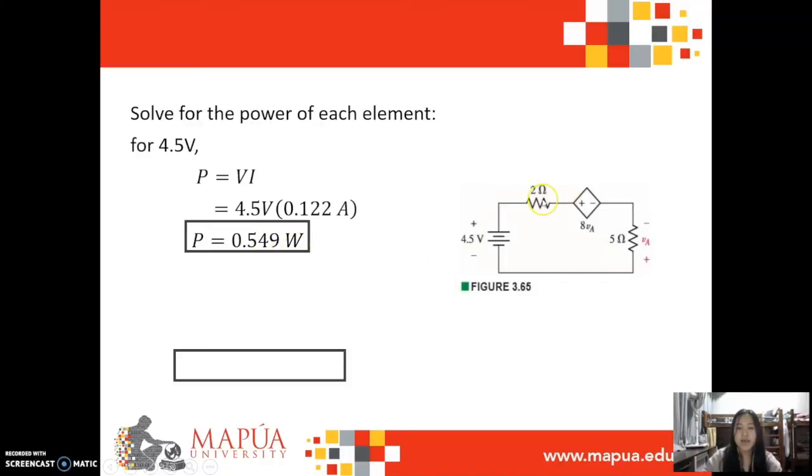So in this element, for 2 ohms, the formula is power is equal to I squared times resistance. The current is 0.122 ampere and the resistance is 2 ohms. So the answer is 29.768 milliwatts.